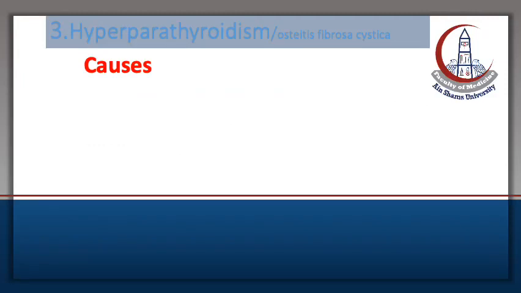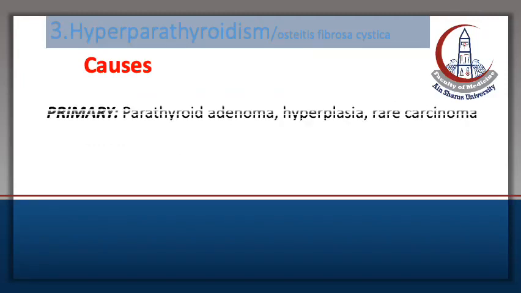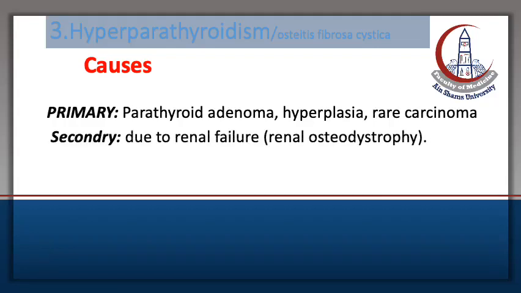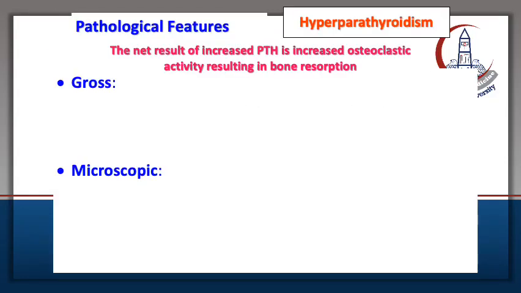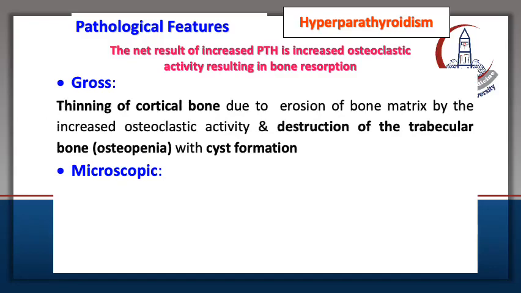The causes of hyperparathyroidism: it may be a primary cause such as adenoma, hyperplasia, or rarely carcinoma, or it may be a secondary cause due to renal failure, and in this case it is called renal osteodystrophy. The pathological feature of hyperparathyroidism is increased osteoclastic activity resulting in bone resorption. Untreated hyperparathyroidism will lead to osteoporosis, more severe in phalanges, in vertebrae and proximal femur. They call those lesions brown tumor.